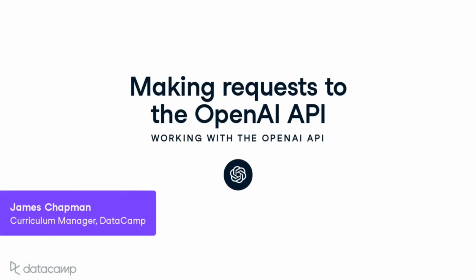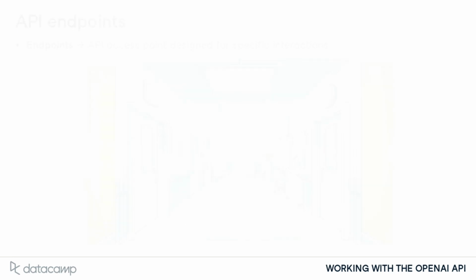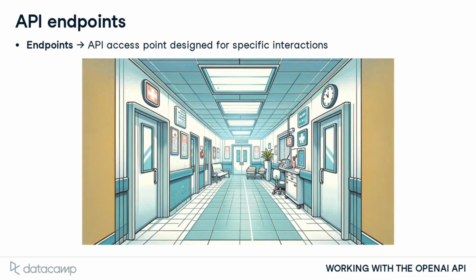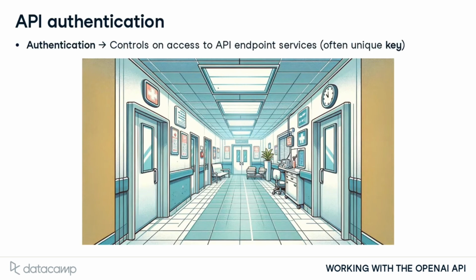Welcome back. Let's learn how to make requests to the OpenAI API. Depending on the model or services required, APIs have different access points for users, called endpoints. Endpoints are like doors in a hospital. Depending on the treatment required, patients use different doors to reach different departments. And likewise, users make requests for different services to different API endpoints. Endpoints, like many hospital departments, may also require authentication before accessing services.